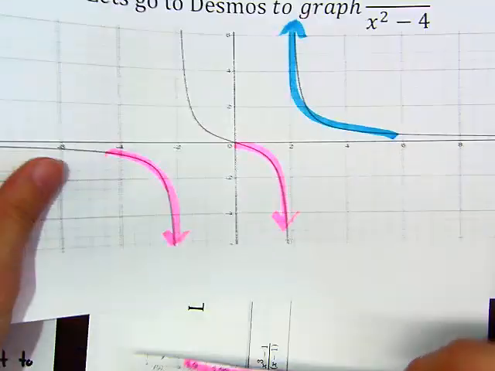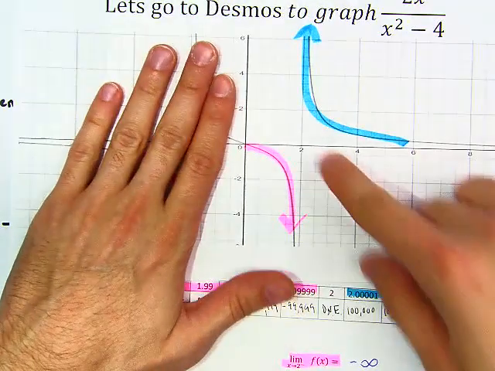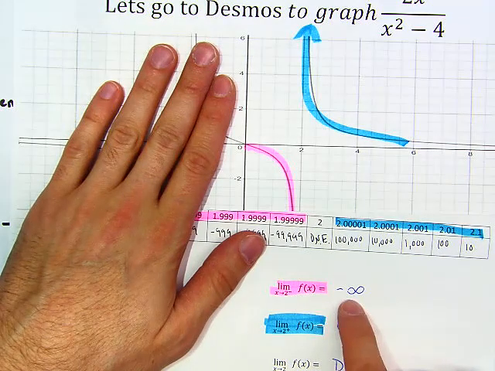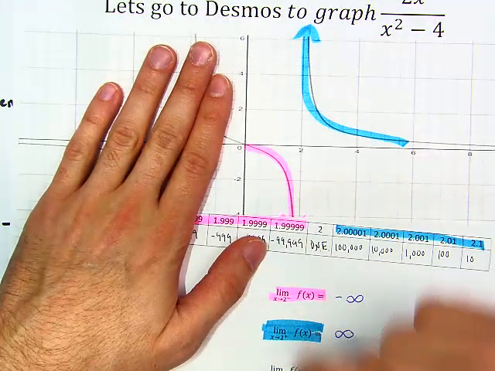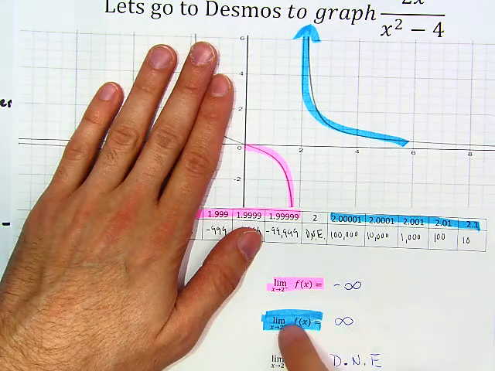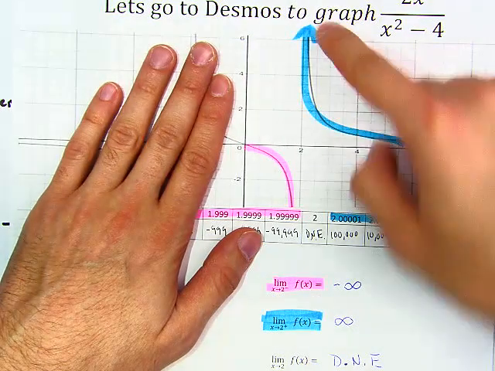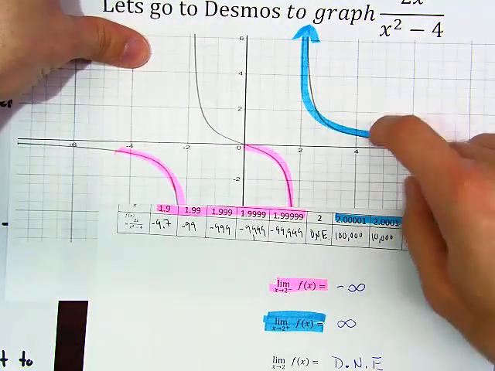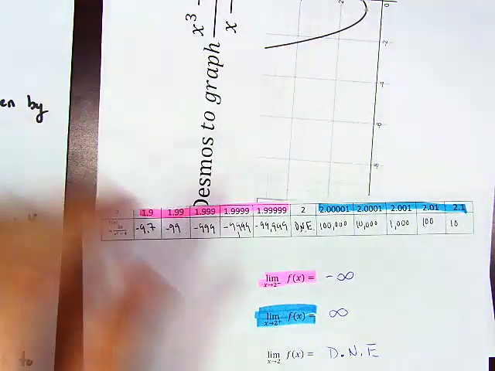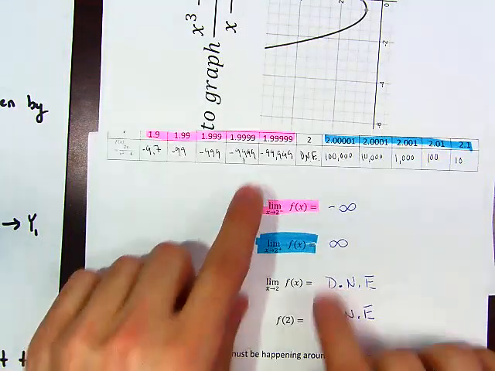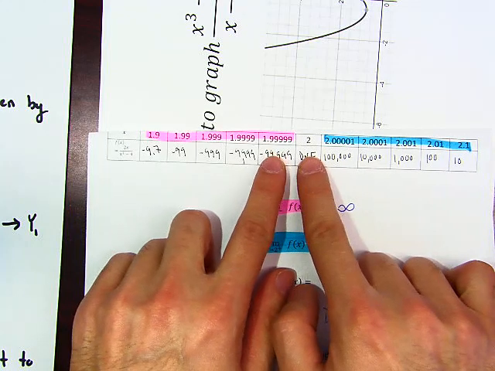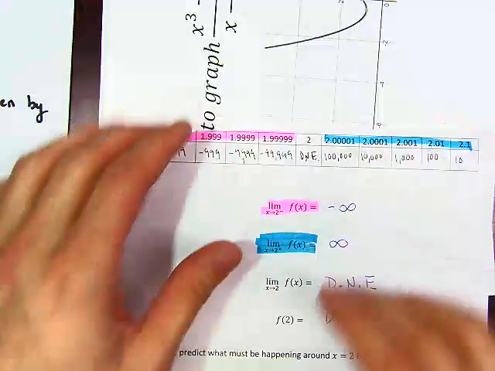And notice that if I were to show you this graph and I said, what's the limit at 2 from the left side? You would say negative infinity. What is it at 2 from the right side? It is positive infinity. But notice that we didn't need the graph to be able to figure that out. We just needed to plug in values that got very, very close to 2. And that was the whole idea of this lesson.